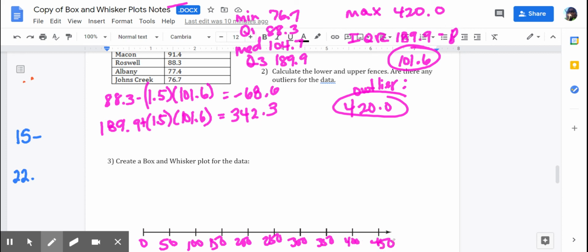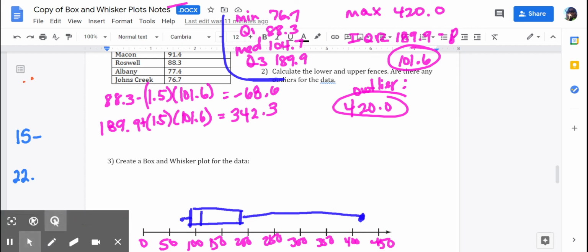So for my minimum, we had 76.7, about right here. Q1 is 88.3. It's about there. The median, 104.7, is about there. Q3, 189.9. And again, these don't have to be exact because I have my 5-number summary and it's listed right up here. Okay. And then for my maximum, we have 420. So I can see that the outlier of 420 is going to stand out from the data a good bit.